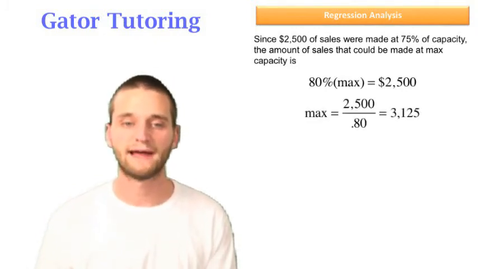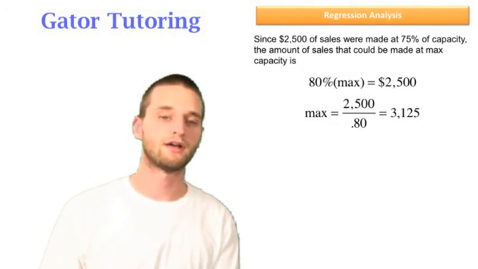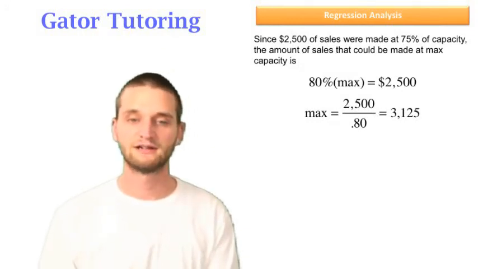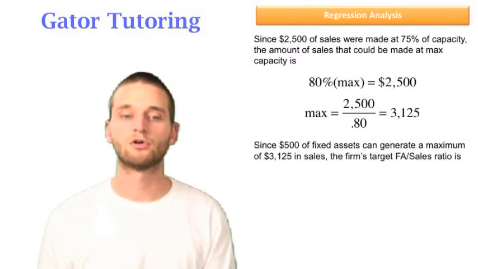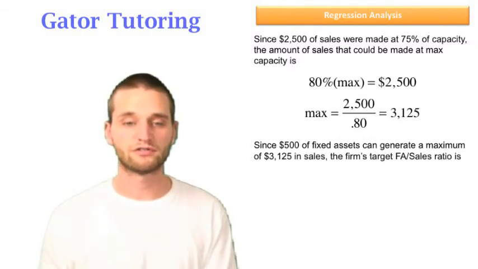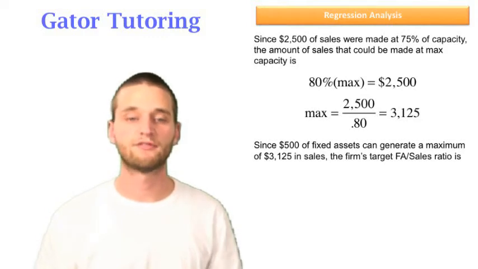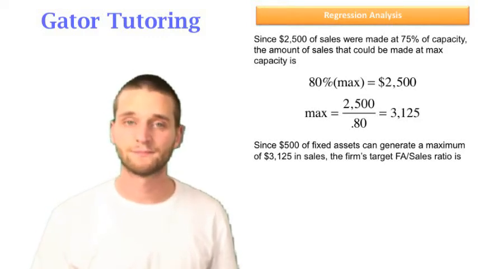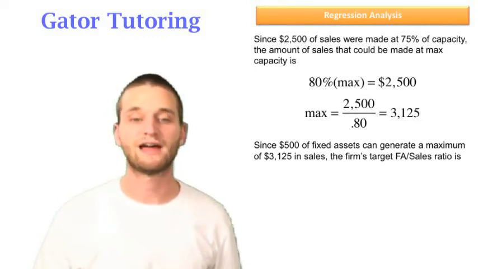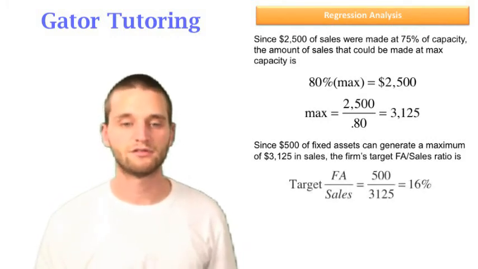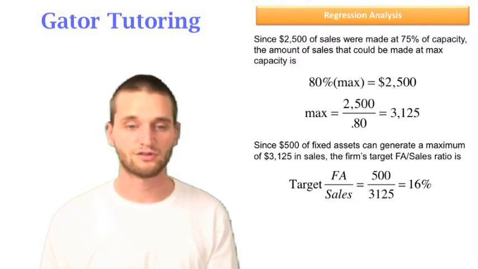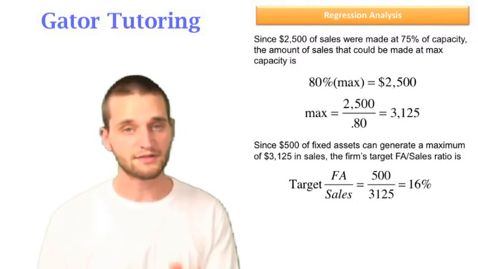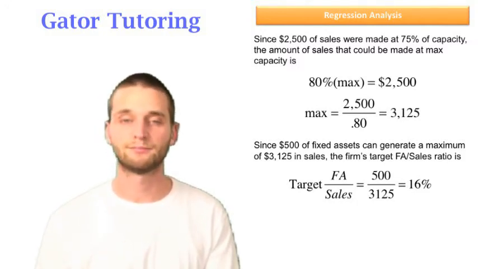If we solve this for max, we divide by 75% on both sides, and we see our maximum capacity sales level is $3,125. So since $500 of fixed assets can generate a maximum of $3,125 in sales, the firm's target fixed asset to sales ratio is, we just divide the two. The fixed assets are $500, the sales is $3,125 at maximum capacity, that's 16%.